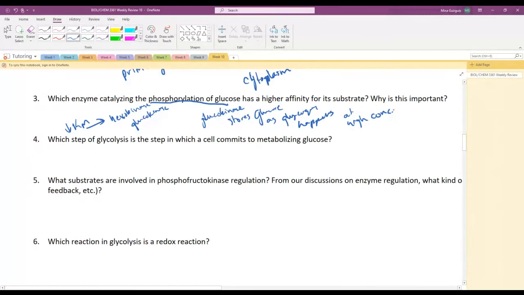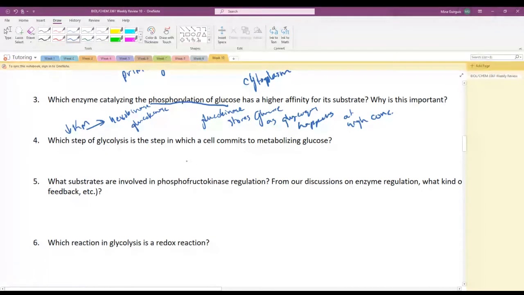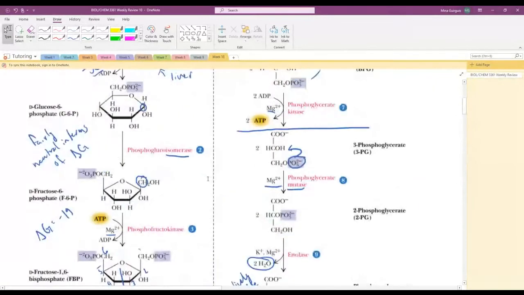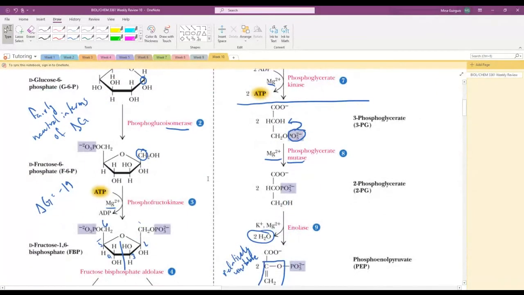All right. So number 4, which step of glycolysis is the step in which a cell commits to metabolizing glucose? I'm just going to go ahead and say it. Normally I would make a poll, but for the sake of time, I'll just say it. Step 3, the reaction of fructose 6-phosphate to fructose 1,6-bisphosphate. At this point we're not going to go into glycogenesis or any of these other various reactions. We're saying glycolysis needs to happen. We want to finish all 10 steps.